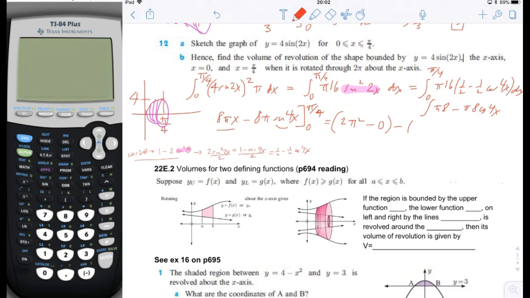And then I'm going to substitute 0 in for each one. The first term, of course, is going to be 0. The second term is sine of 0, and that's also 0, so that's also going to give me 0. So basically the answer is 2 pi squared.